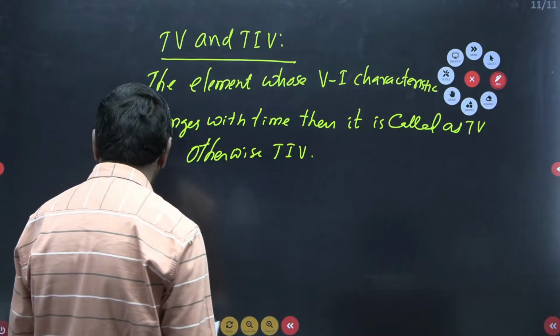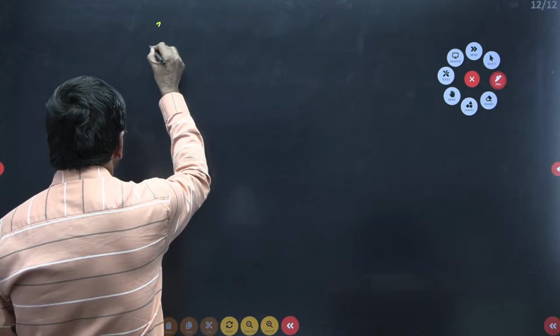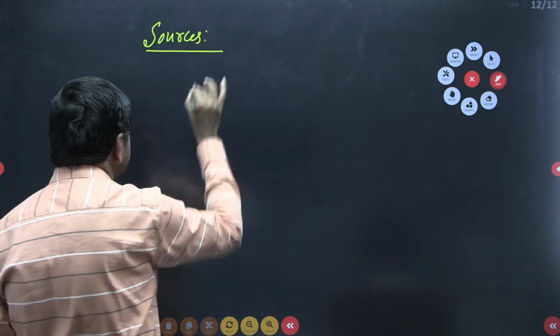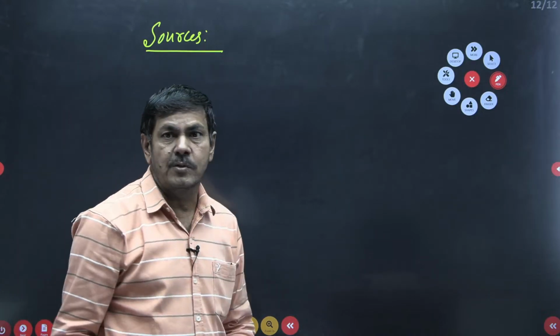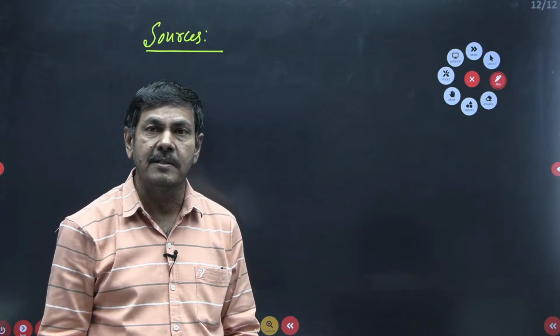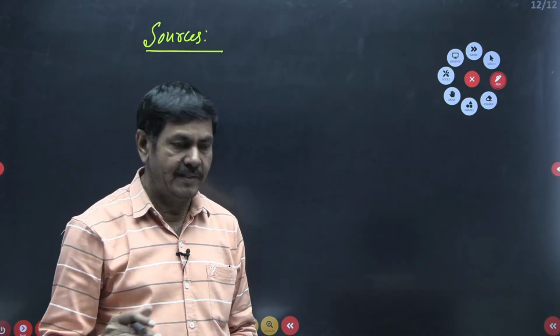The next one, the sources. What are the sources we are going to use in network analysis? We are using the voltage source and current source. The voltage source can be an ideal source, or otherwise a non-ideal source as a practical source. That I will discuss now.